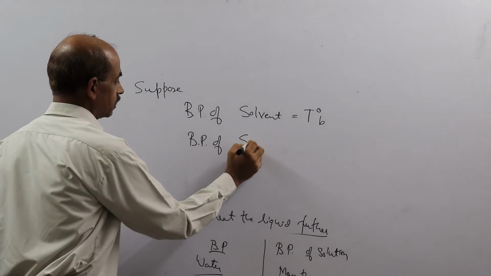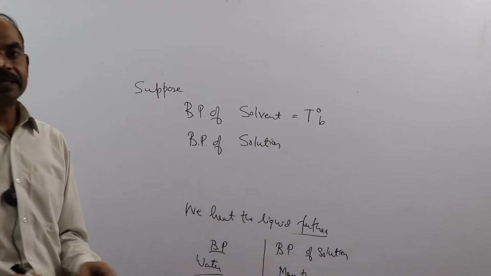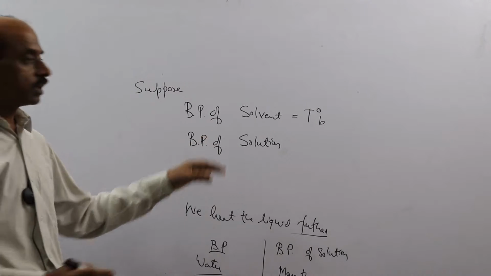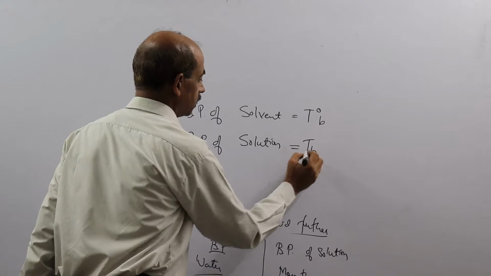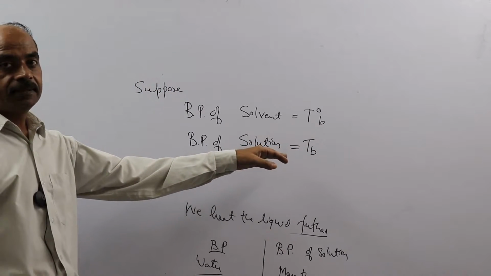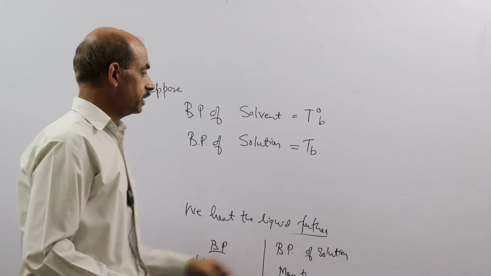And the boiling point of, suppose, the solution, which in this case we have taken water. In the water we have dissolved some salt, this solution. Let us take it as TB. This is the boiling point of solution, denoted by TB, and this is the boiling point of solvent denoted by T naught B.